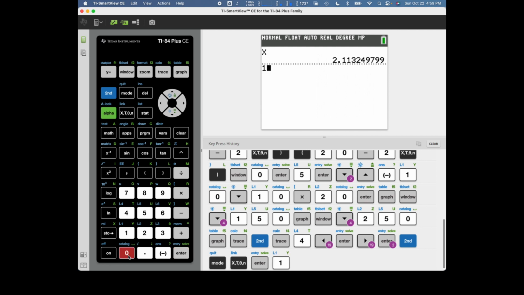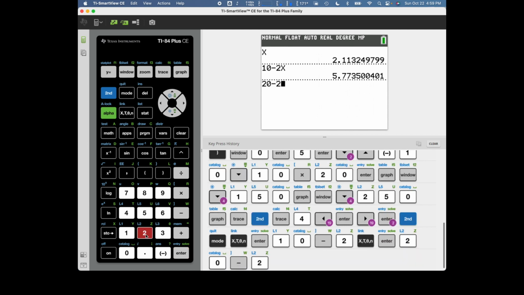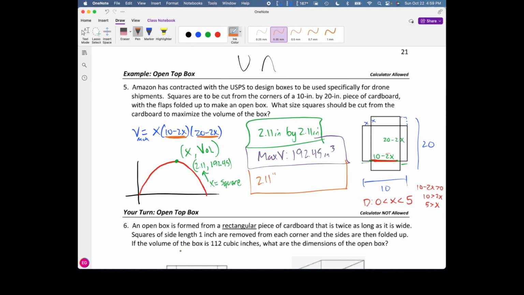So we can actually just ask the calculator to do the 10 minus 2x and the 20 minus 2x for us automatically. So we would get 5.77 and 15.77. So if we were being asked what are the dimensions of the box, that's what we would do.